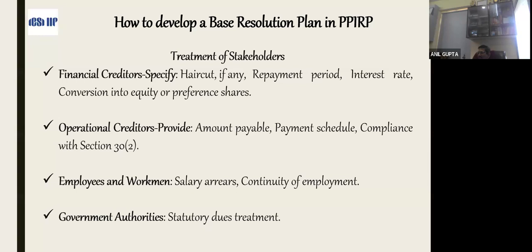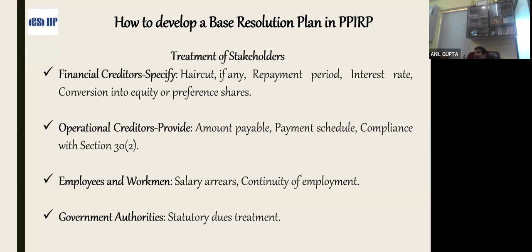Repayment period. Suppose, for example, there is a term loan. The term loan was earlier 3 years. Now please extend it to 6 years. Or interest rate: if any concessions are there, you also have to give that. And conversion of debt into equity or preference shares. If the company is willing to convert whatever debt is there into equity or preference shares, that information you also have to mention.